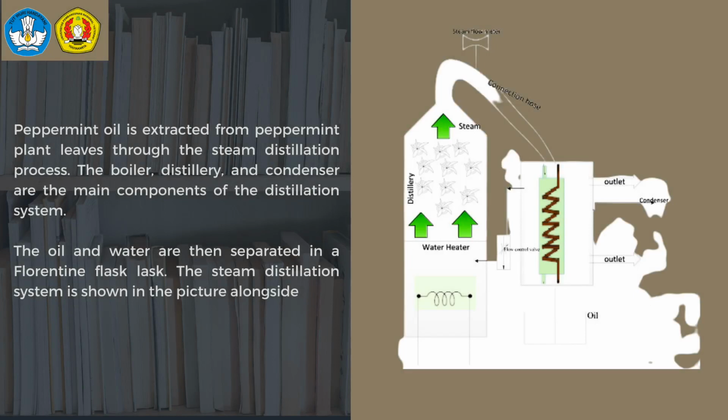Peppermint oil is extracted from peppermint plant leaves through the steam distillation process. The boiler, distillery, and condenser are the main components of the distillation system. Steam distillation is a process in which water is heated up to boiling point by a heat source and converted into steam in the boiler.